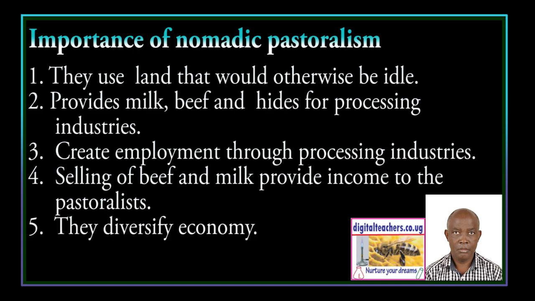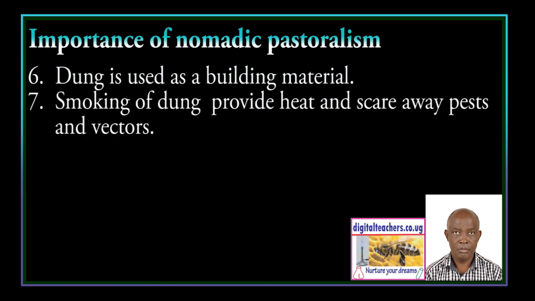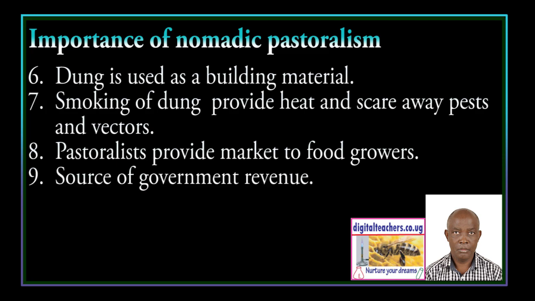Diversifies economy. Dung is used as a building material. Smoking of dung provides heat and scares away pests and vectors. Pastoralists provide a market to food growers. It is a source of government revenue.